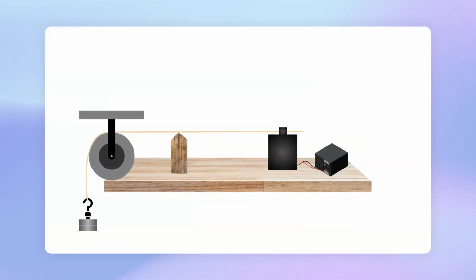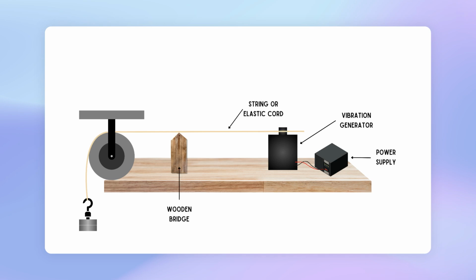Our objective here is to measure the properties of waves in a solid medium and observe the formation of standing waves. For this experiment, we'll need a vibration generator, a power supply, a wooden bridge, a string or elastic cord, a pulley, and some weights. First, we connect the vibration generator to the string. One end of the string is attached to the generator, while the other is stretched taut by a weight hanging over a pulley. A wooden bridge is placed along the string to adjust its vibrating length.